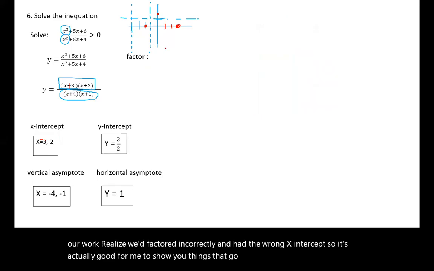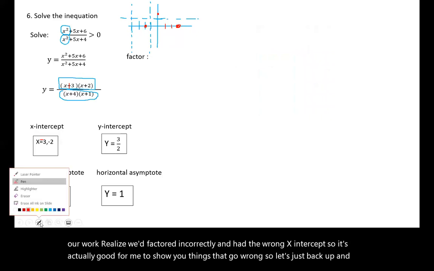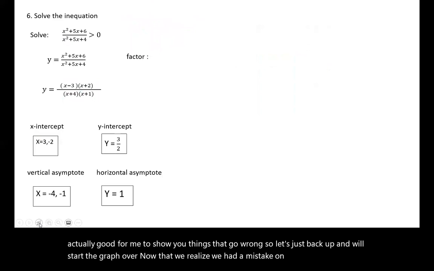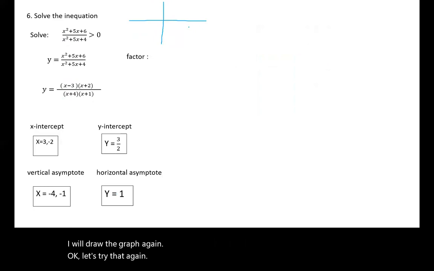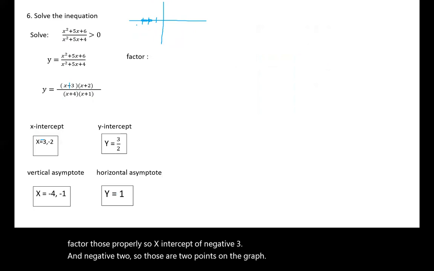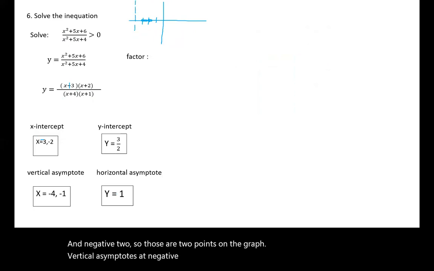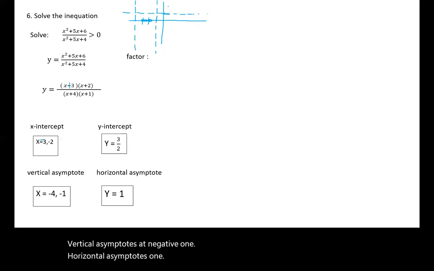So let's just back up and we'll start the graph over now that we realize we had a mistake on there. And we'll draw the graph again. Okay, let's try that again. X-intercept. Factor those properly. So x-intercept of -3 and -2. So those are 2 points on the graph. Vertical asymptote at -4. Vertical asymptote at -1. Horizontal asymptote at 1. And y-intercept of 3/2.